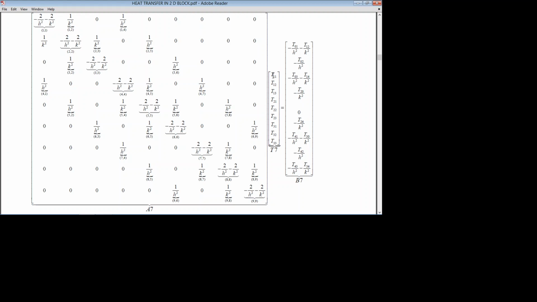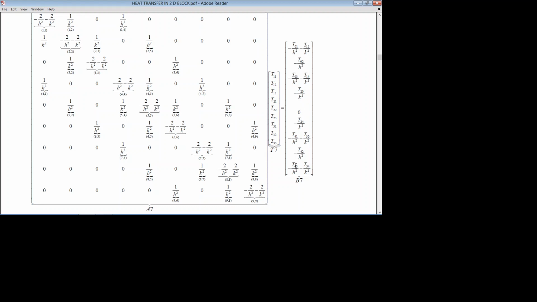Then these are the unknown temperatures, so these are coefficients of T11, T12, T13 only. Then you have T21, T23, then T22, then we have T31, T32, T33. So these are all the unknown temperatures.